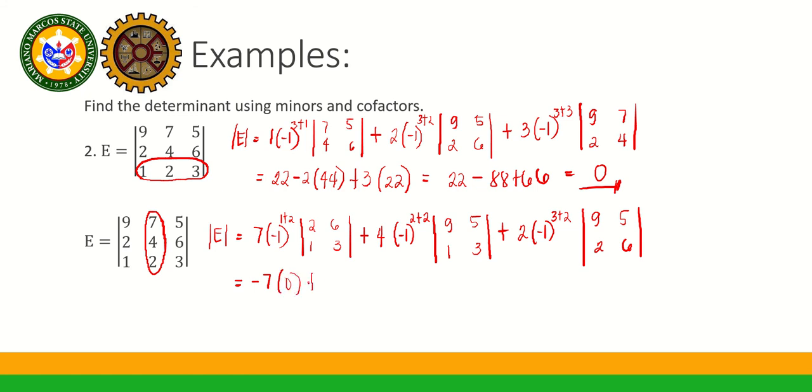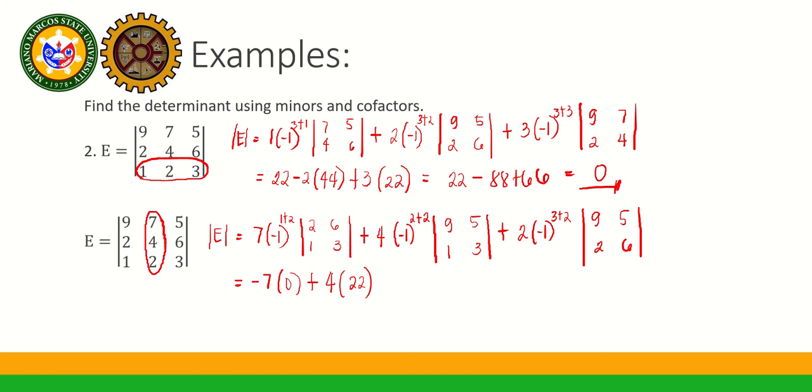And then, we add 4. Negative 1 raised to 4 is positive 1. So, positive 1 times 4 is 4. Then, the determinant ng matrix natin na to is 44. Hindi, 22, I should say. Sorry. That is 22.